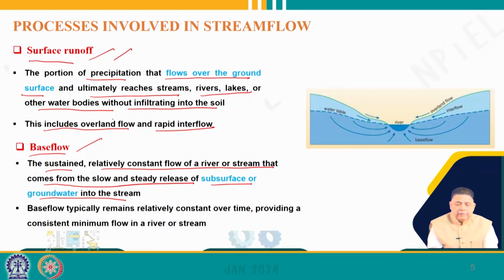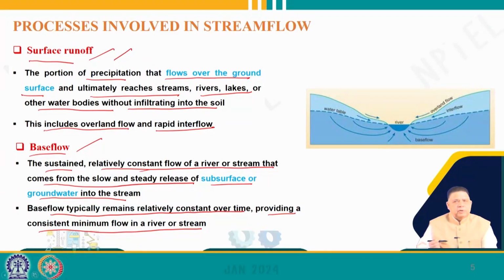So, of course, as we have seen by definition, surface runoff is a quick flow, an overland flow, and it follows a precipitation event. But on the other side, we have a sustained, relatively constant flow contributing to rivers or streams, which comes from the slow and steady release of subsurface or groundwater flow. Base flow typically remains relatively constant over time, providing a consistent minimum flow in the river or stream.